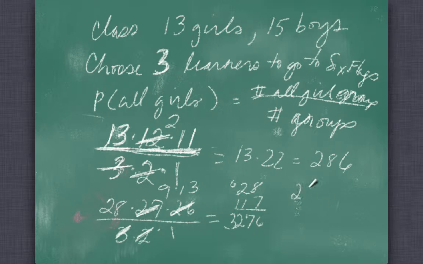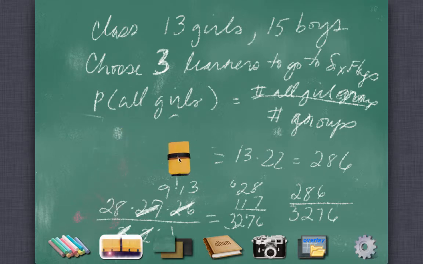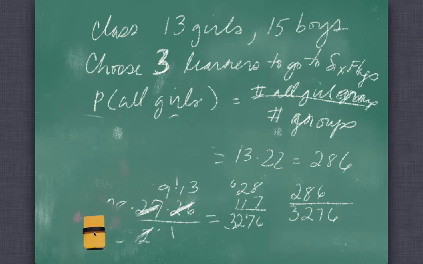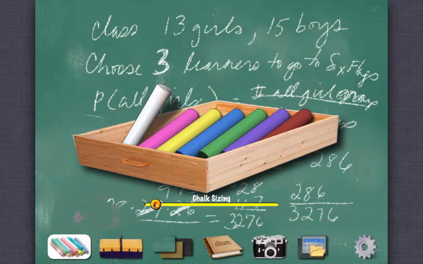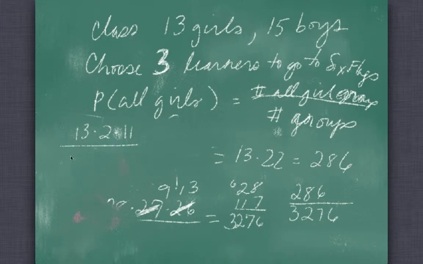So we have 286 dividing by 3276. It might have also behooved us, if we were going to do this by hand, which you're probably not, we could have left it 13 times 2 times 11 divided by 28 times 9 times 13.